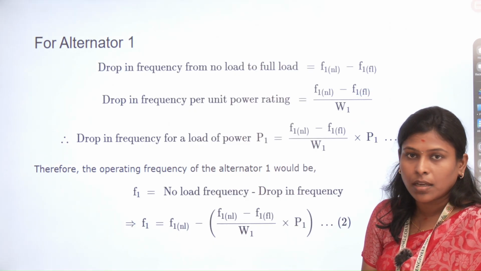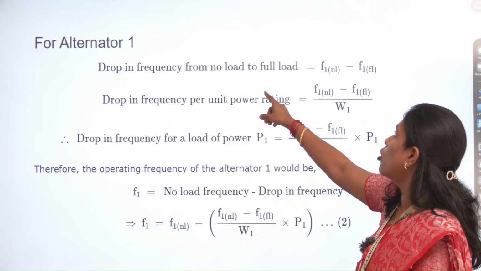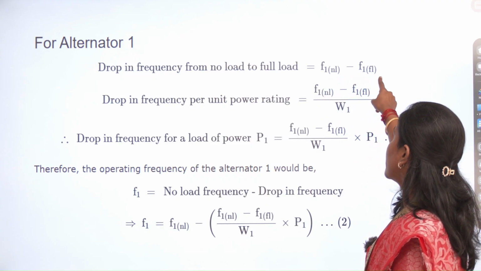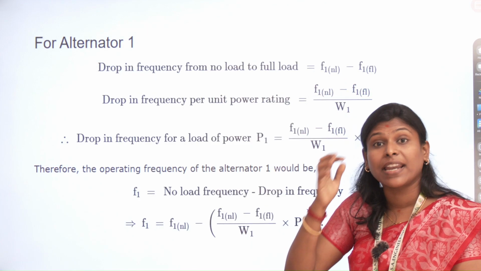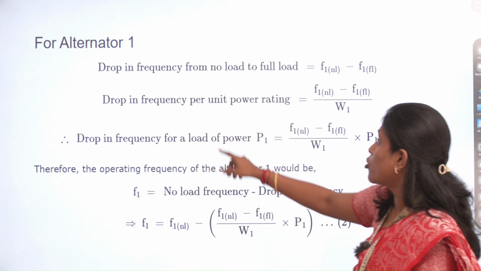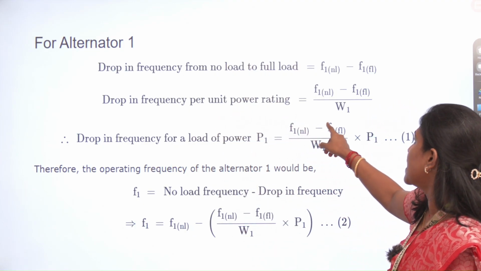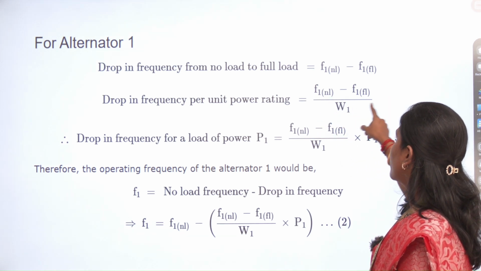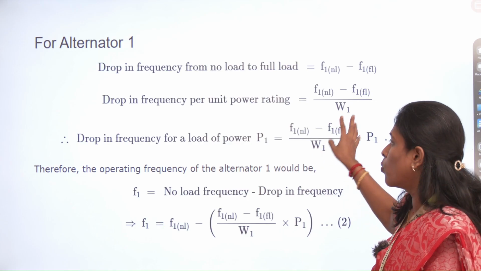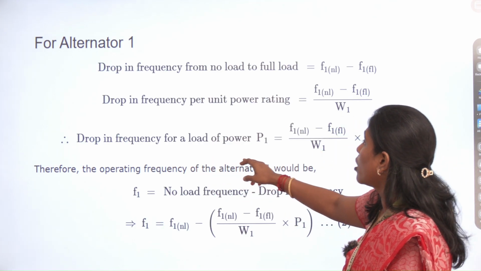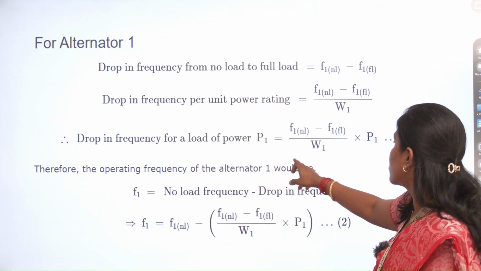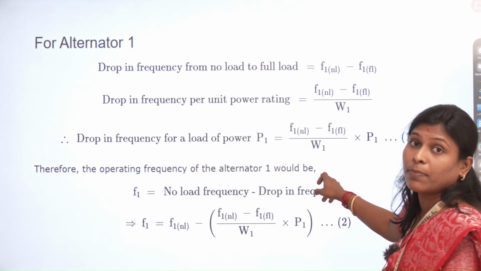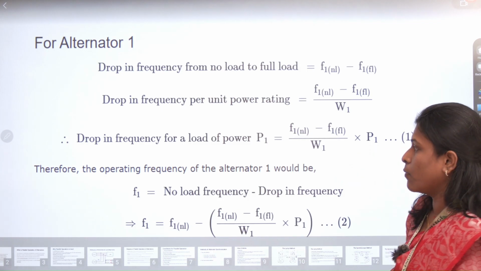For alternator 1, the drop in frequency from no load to full load is F1 NL minus F1 FL, because NL indicates no load and FL indicates full load. The drop in frequency per unit power rating is equal to (F1 NL minus F1 FL) divided by W1. The drop in frequency for the load of power P1 is equal to (F1 NL minus F1 FL) divided by W1, into P1.